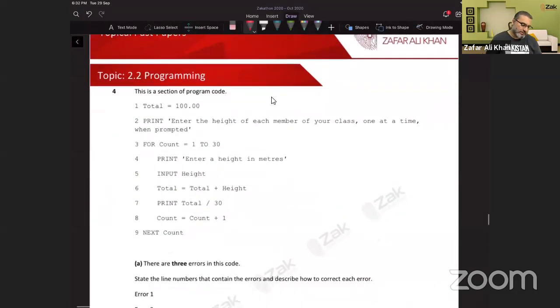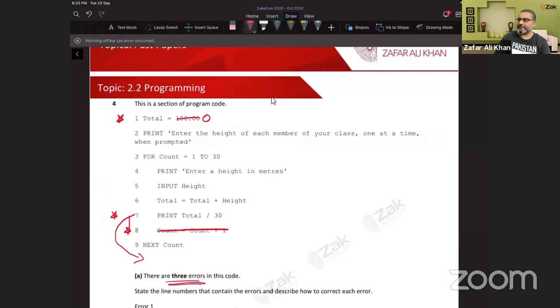This is a section of program code. Total is equal to 100.00. Print, enter the height of each member of your class at a time when prompted. For count is equal to 1 to 30. Print, enter a height in meters. Input height. Total is equal to total plus height. Print, total divided by 30. Count is equal to count plus 1. We don't need it. And next count. And this would be 0. 1, 2, and 3. There are 3 errors.